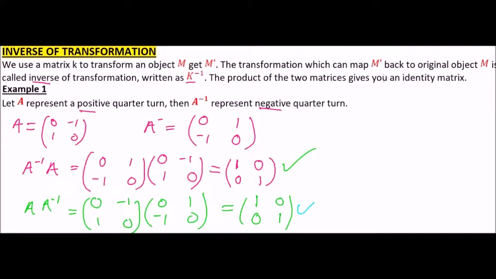What we are saying here, that when you multiply the inverse of A by A, it is equal to A multiplied by the inverse of A, which is A to the minus 1, and this gives you an identity matrix. So that is very important, and we are going to do an example to demonstrate this.